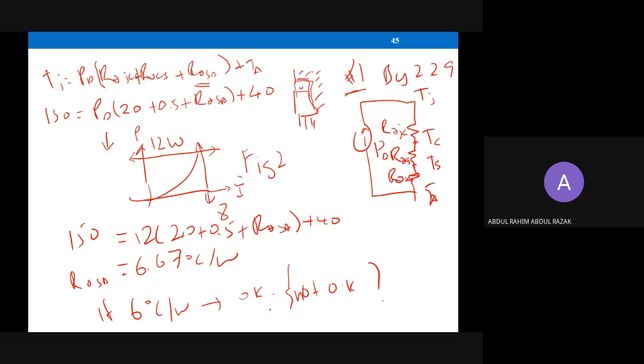Okay, we want to make sure, okay or not okay, so we put the value back into the calculation. We take TJ as unknown. We put in our PD, our thermal JC, our thermal CS, and the value of 6 degrees C per watt just now, plus ambient. So we will get the TJ which is less than 150. Means that it's better, because the temperature is now no more than 150, maybe down to 140, 130. So the heat is lower than the maximum, so it should be okay.